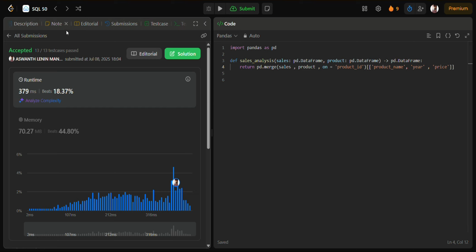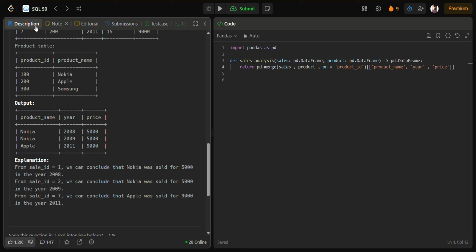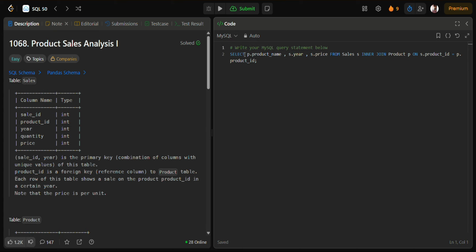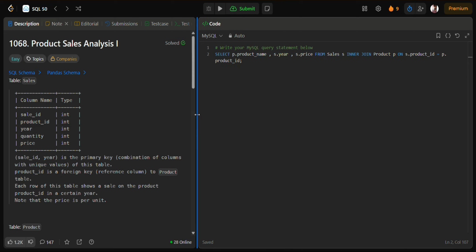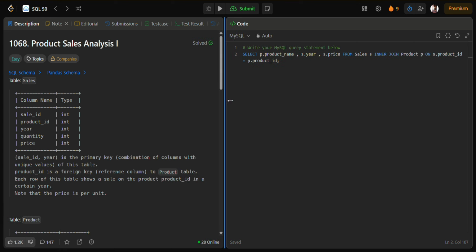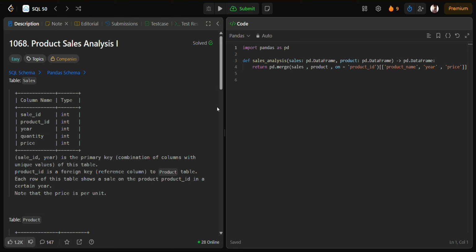Additionally, this problem reinforces the concept of normalization, where instead of storing product names repeatedly in the sales records, we keep them in a separate product table. This reduces redundancy and makes data management easier. Lastly, this problem can also help you sharpen your skills in querying and manipulating data, which is highly valuable in real-world projects involving reporting or analytics.